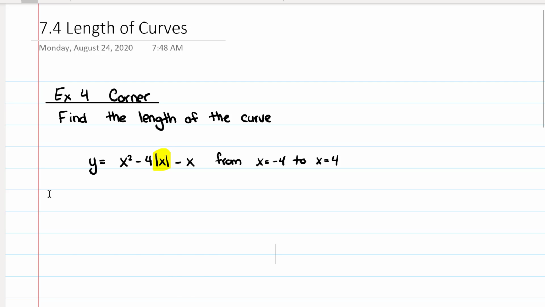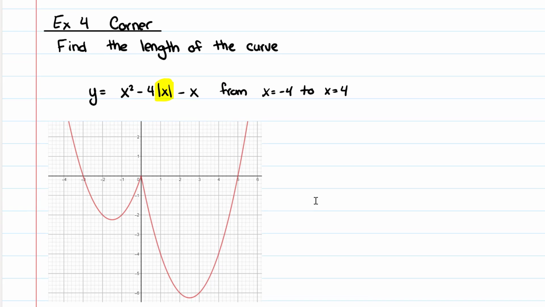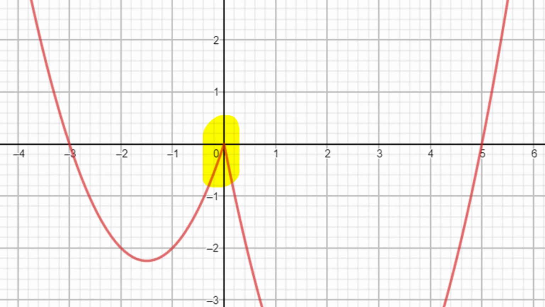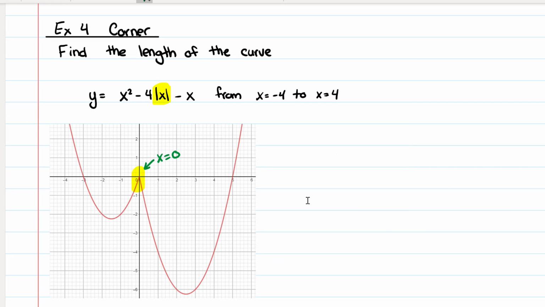But we're going to go ahead and graph this, and it's going to look something like that. So we can see right here that we do have the corner at x equals 0. I really do recommend graphing it just in case. So let's talk about how we're going to make our function into a piecewise function, because we can't take the derivative when x equals 0.